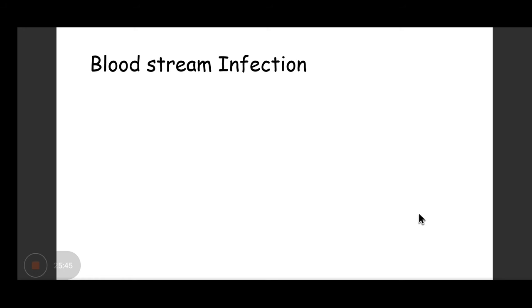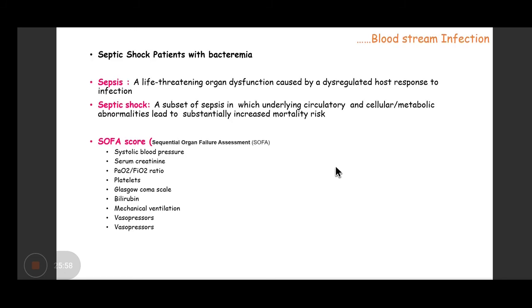Now, when you think of a specific infection, then you will go for specific investigations. You are suspecting a diagnosis of bloodstream infection. So first and foremost in bloodstream infection is sepsis. Sepsis is a life-threatening organ dysfunction caused by a dysregulated host response to infection, whereas septic shock is a subset of sepsis in which abnormalities lead to increased mortality.